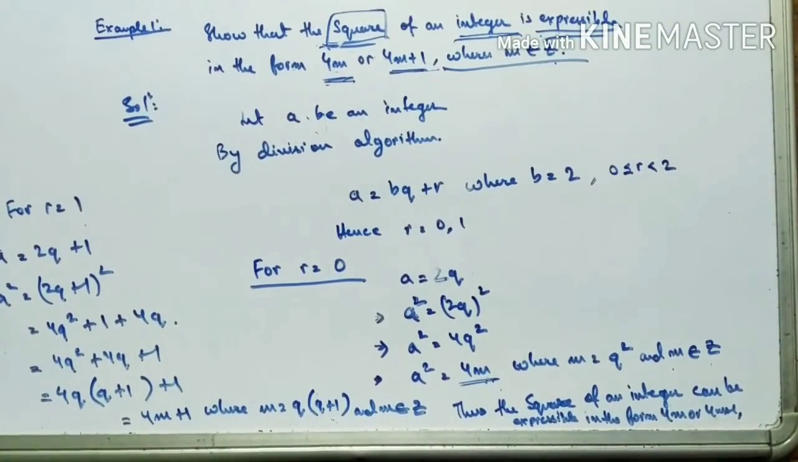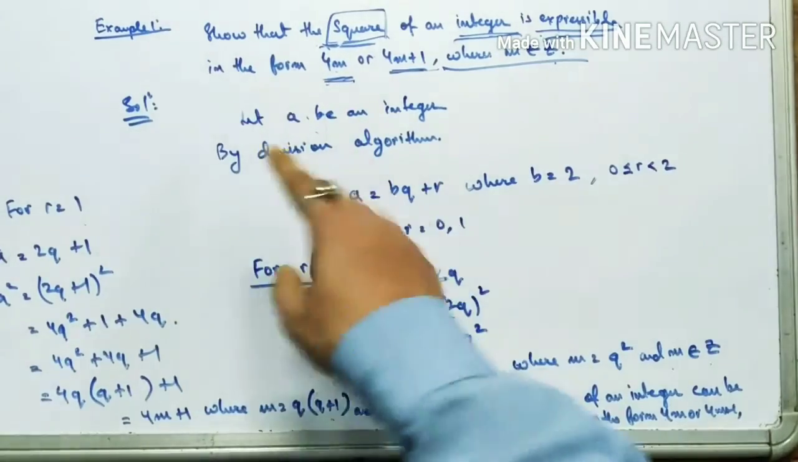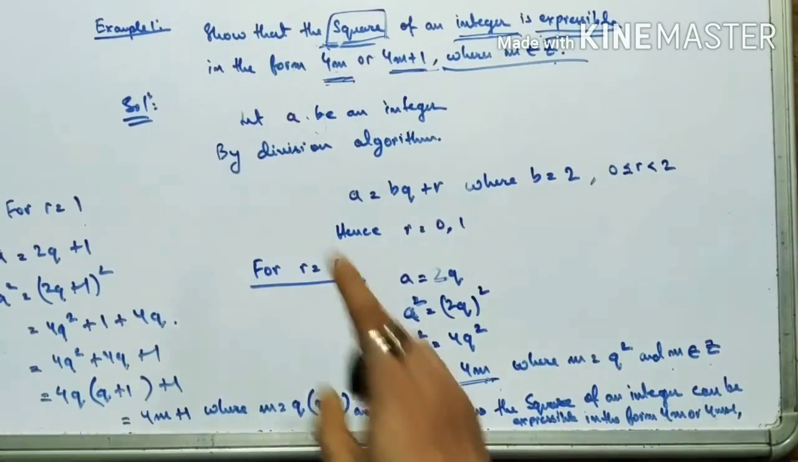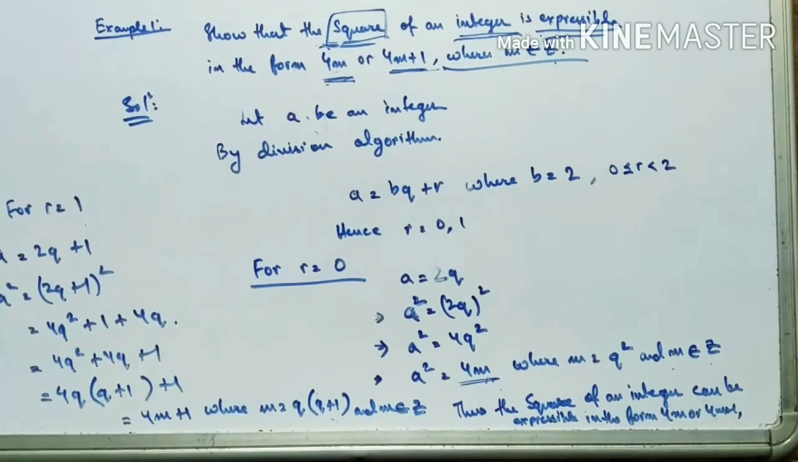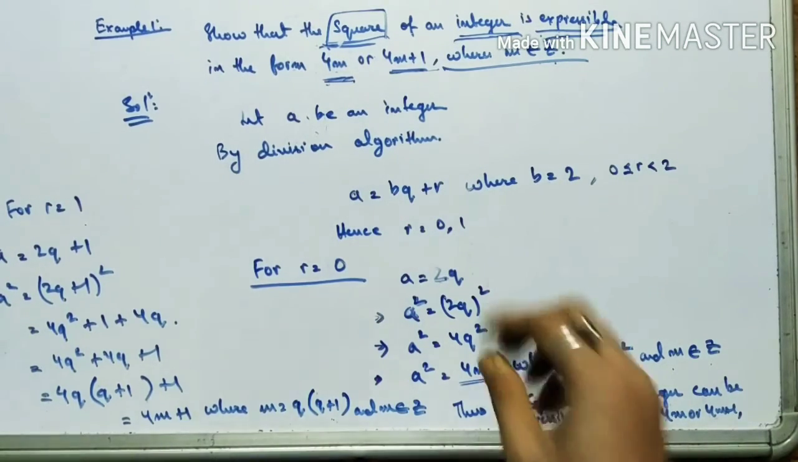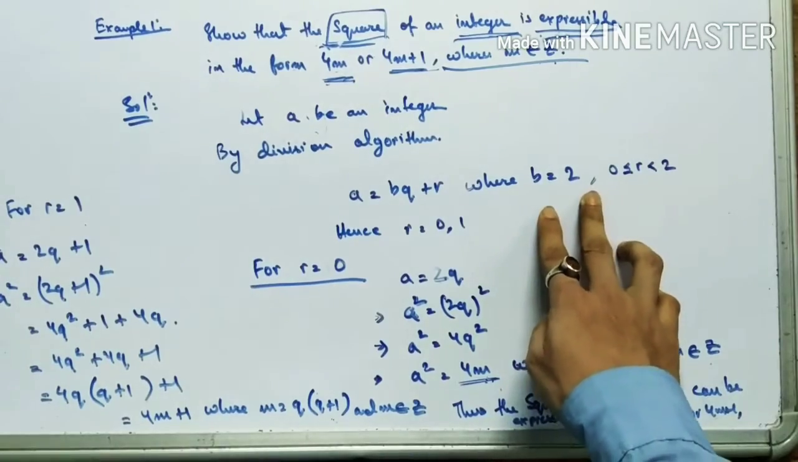So in here you see, first of all, the example is saying that show that the square of an integer is expressible in the form of 4m or 4m plus 1, where m belongs to Z. So first of all I will take an integer. Let a be an integer. So by the division algorithm I will get that a is equal to bq plus r, where I will take the b value as 2.